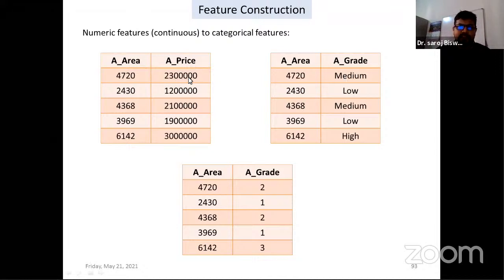We can give some threshold. Say according to the threshold, 23 lakh can be represented by medium. So here we have medium, and this one is low, this is low, this is medium, this is low, this is high, and so on. Now, if we want to make it discrete again, but in numerical form, then again it can be converted like that. Whenever we do such things, that is called feature construction.